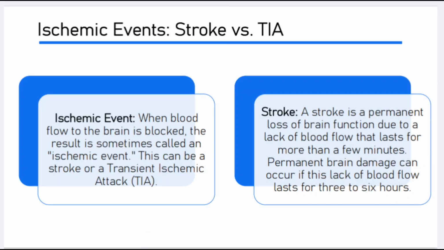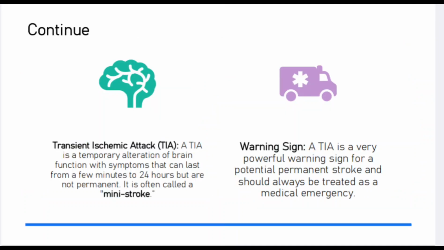Here I have mentioned the difference between ischemic events and stroke. Ischemic event: when blood flow to the brain is blocked, this is sometimes called an ischemic event, and this can be a stroke or a transient ischemic attack. And a stroke is a permanent loss of brain function due to a lack of blood flow that lasts for more than a few minutes. Permanent brain damage can occur if the lack of blood flow lasts for 3 to 6 hours.